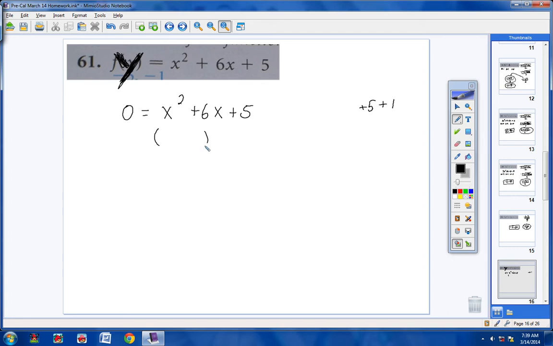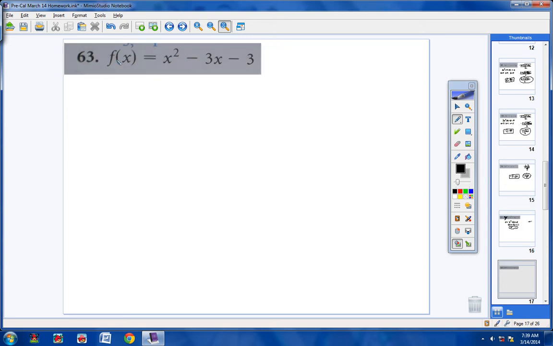So I can definitely jump right to the parentheses part, and I can put x plus 5, x plus 1, whatever. So there we go, I factored it. Now if you take this group and set it equal to 0, you will get a negative 5. And if you take this group and set it equal to 0, you will get negative 1. So you just found the zeros or the x-intercepts for 61. There you go, that easy. Nothing to it. Okay, moving on now to number 63.